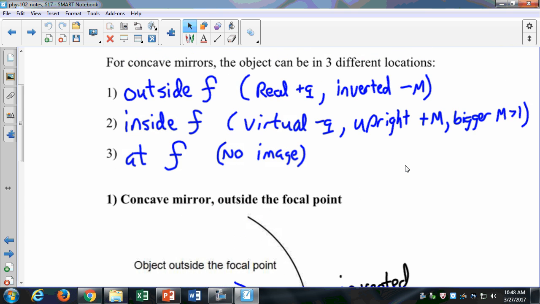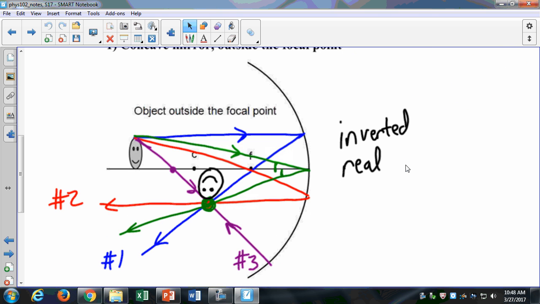We did these concave mirrors. When I have an object that's outside the focal point, it produces an inverted and a real image. It can be bigger or smaller or the same size. It depends where it is. But in this case, we drew the 4 rays: parallel to the axis through the focal point. Through the focal point, where is it? Through the focal point, parallel to the axis. That was rule number 2.